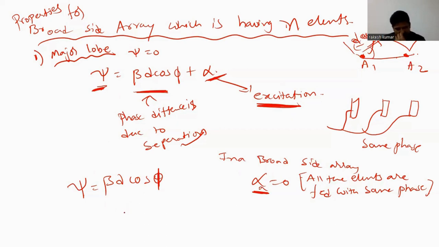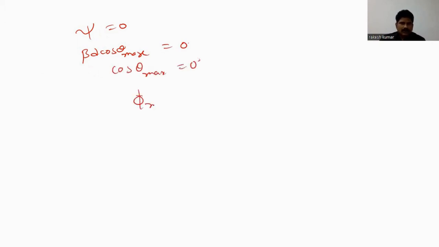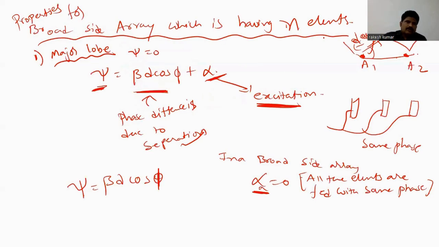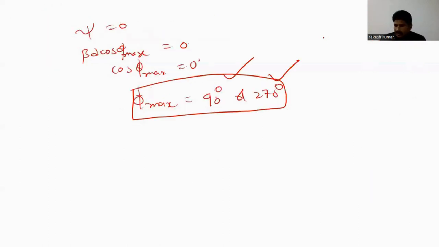The condition is that psi should be equal to 0 for getting the major lobe. So psi equal to 0 means, in a broadside array, beta d cos theta max is equal to 0. That means cos theta max is equal to 0, or cos phi max is equal to 0. Cosine is 0 for 90 degrees and 270 degrees. So phi max is 90 degrees and 270 degrees: the maximum radiation in a broadside array of n elements is along these directions. This is the first property, the major lobe.